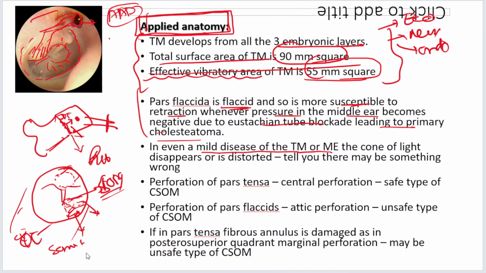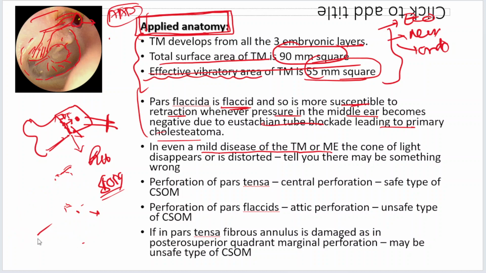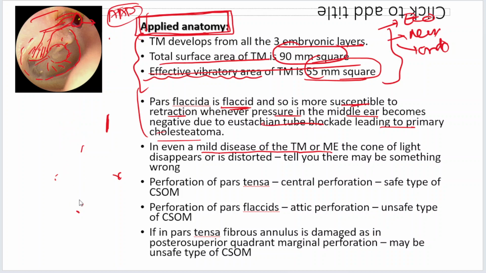If you don't see the disease right on doing an otoscopy, you should investigate further. When the cone of light is lost, be sure that there is some other problem. Okay. Now coming to perforations. This will definitely be talked about in CSOM, but to add it in this applied anatomy part made sense to me, so I have added it.